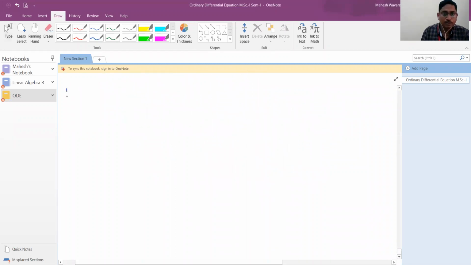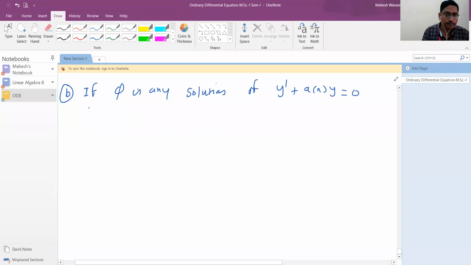B part of this example. If phi is any solution, first part was the trivial one. If phi is any solution of y dash plus a of x into y is equal to 0, and phi of x naught is 0 for some x naught in I, this initial condition is given.